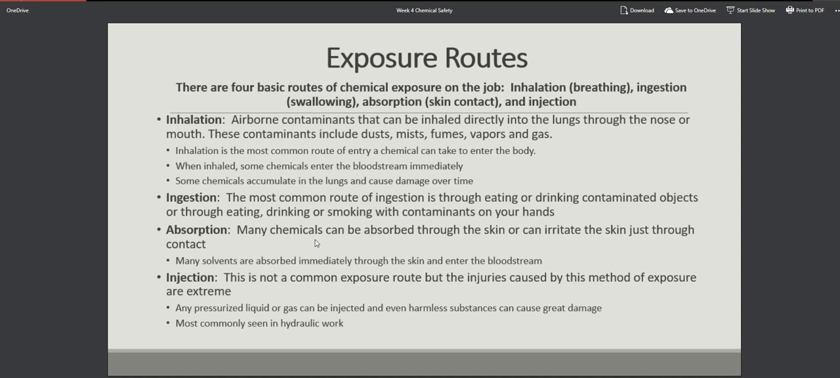Okay? All right. Injection. This is not a common exposure route, but the injuries caused by this method of exposure are extreme. And here we kind of hit on this a little bit earlier. A liquid or gas can be ejected, and even harmless substances can cause great damage, just like compressed air. Most commonly seen in hydraulic work. So anytime you're working around hydraulic hoses, things like that, we need to be extra careful. Be checking while we're wearing our proper PPE, especially when we're unhooking hydraulic hoses, and knowing whether they are pressured or non-pressured and so forth.